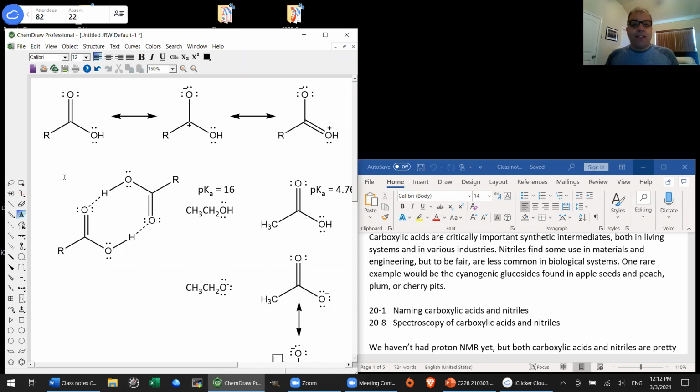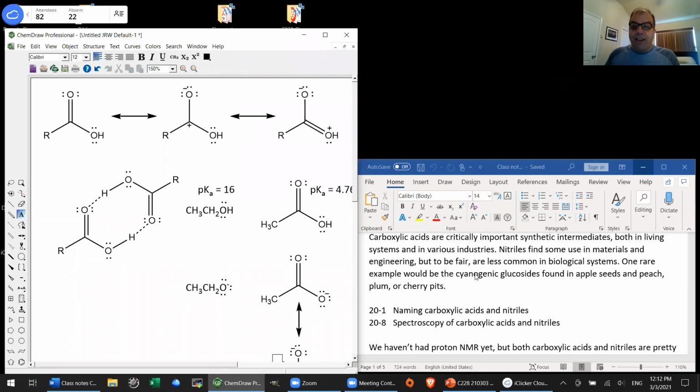So that's carboxylic acids. Nitriles, I have to be honest, they don't show up all that much in biological systems. I can't say never. I can't say not at all. You've got your cobalamin and cyanocobalamin, which are related to vitamins. And so at least the cyanocobalamin will have the cyano group in it.